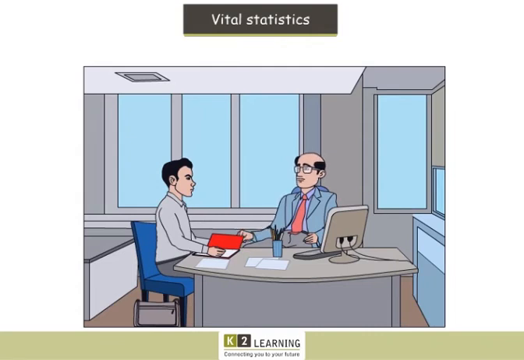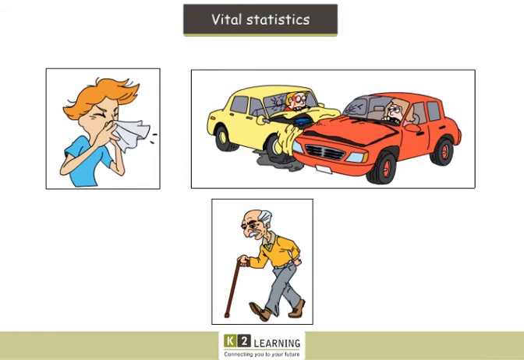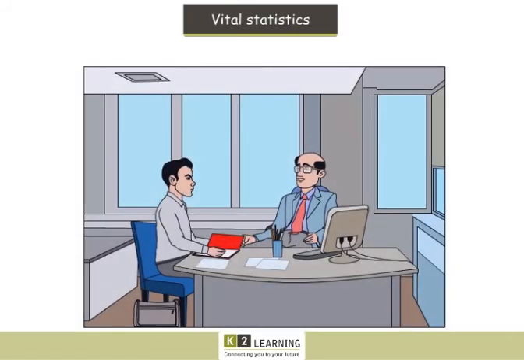Now moving on to mortality. Could you tell me what it means? Mortality refers to death occurring in the population. The cause may be natural or accidental like sickness, accidents, old age, etc. Does mortality also have various measures?